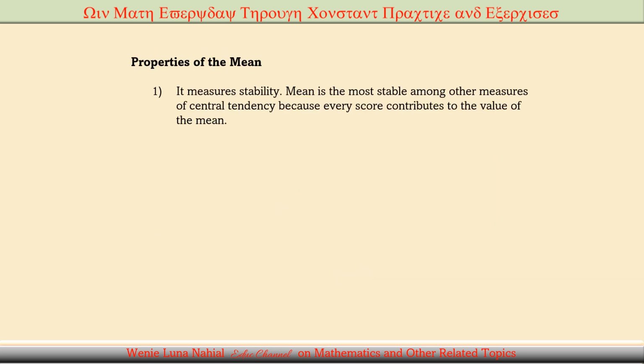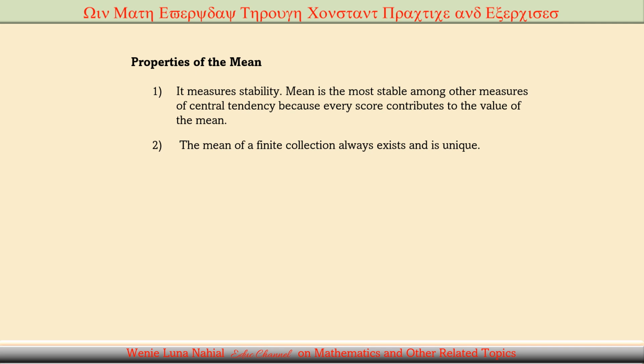Okay, let's have the properties of the mean. First, it measures stability. Mean is the most stable among other measures of central tendency because every score contributes to the value of the mean. That is true because we have to add all the observations, then divide the sum by the number of observations. So this is true.